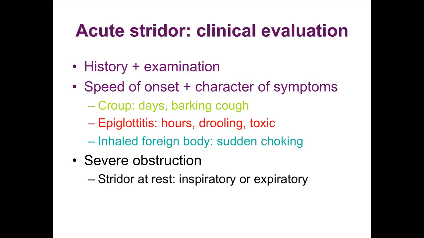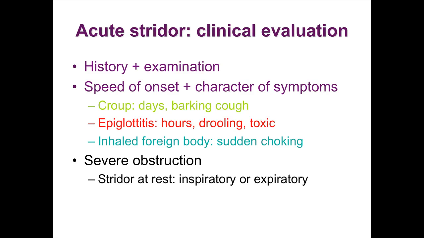Examination in acute stridor is essential and includes a thorough history, possibly from the parent at this point, and examination. It's essential to understand the speed of onset and the character of the symptoms. Croup would be described as having a barking cough and comes on over days, whereas epiglottitis is characterised by a very sick, toxic child who may be drooling and comes on over hours. An inhaled foreign body is obviously a very sudden, choking noise followed by the stridor.